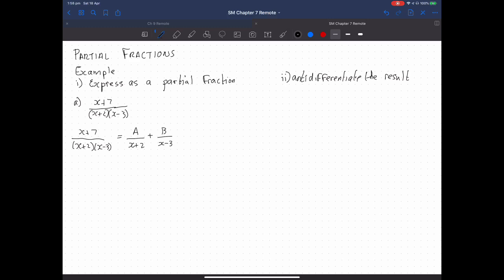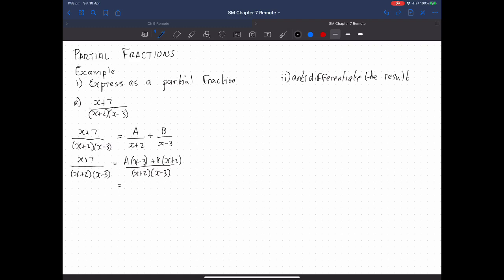And what we need to do is find the values of a and b. So what we can say is x + 7 equals, and now we're going to put the right-hand side over the same common denominator. That is (x + 2)(x - 3). Our top line, though, will become a(x - 3) + b(x + 2).